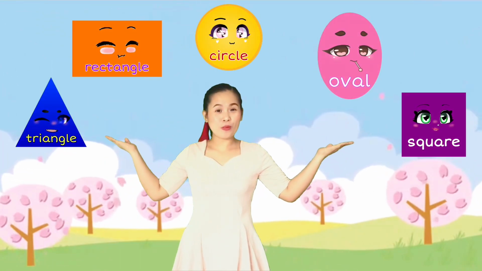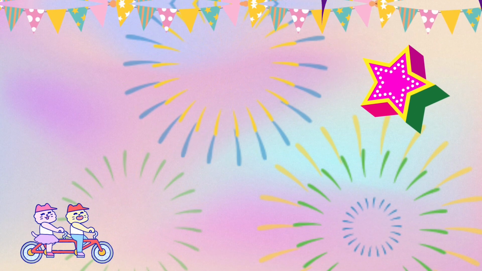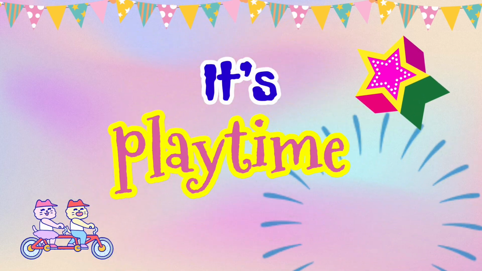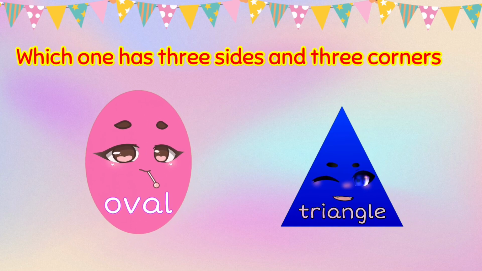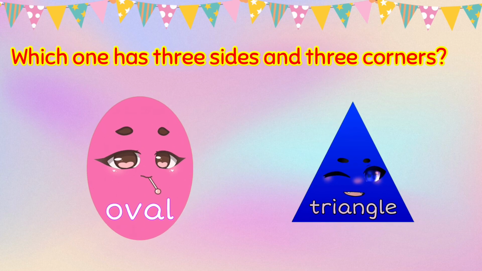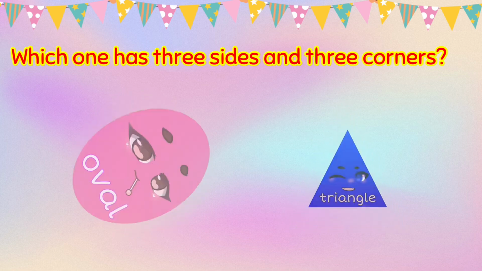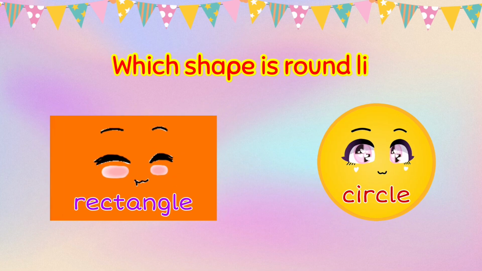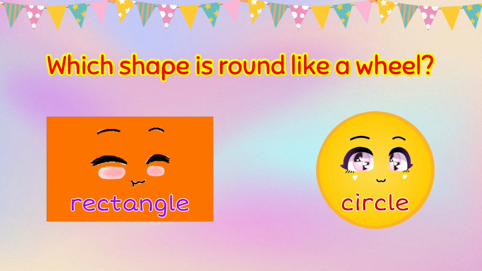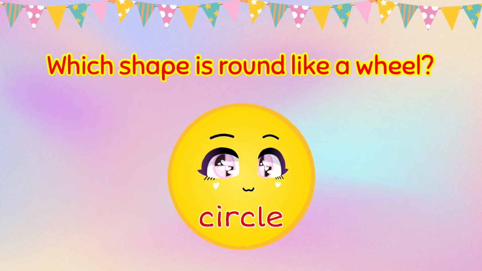Square. These are the common shapes. Now, let's play with the shapes. Which one has three sides and three corners? It's the triangle. Which shape is round like a wheel? It's the circle.